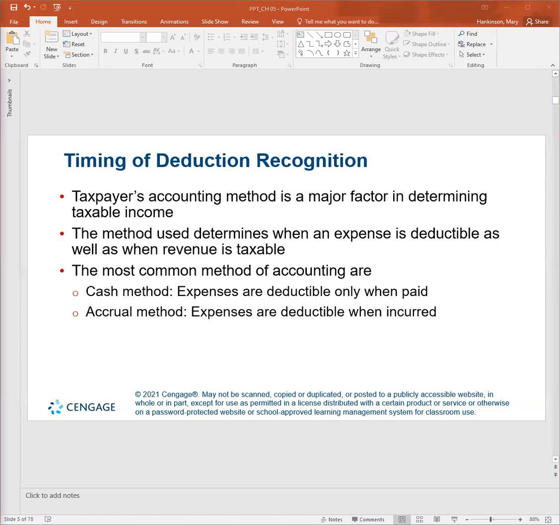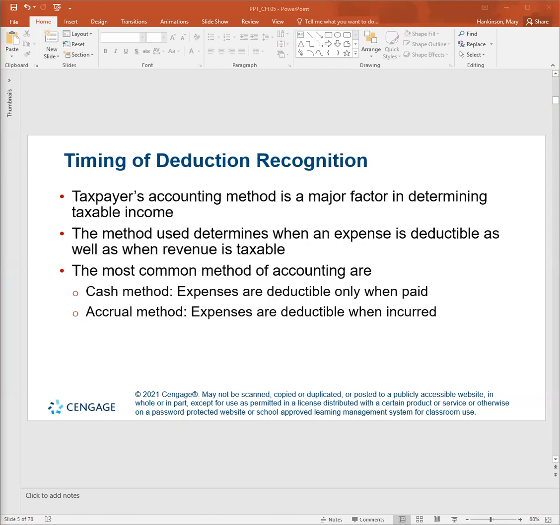So, timing of deduction recognition. Okay, this is also very, very important. A taxpayer's accounting method is a major factor in determining taxable income. Again, we talked about cash basis, accrual basis, and then the hybrid. So the method used determines when an expense is deductible as well as when revenue is taxable. So usually the method regularly used by a taxpayer in keeping the books is used for income tax purposes.